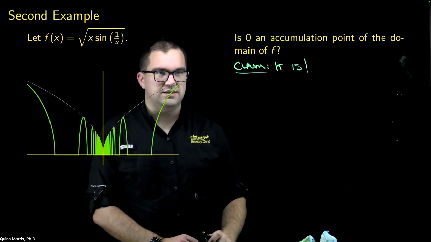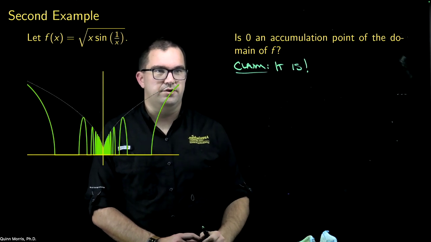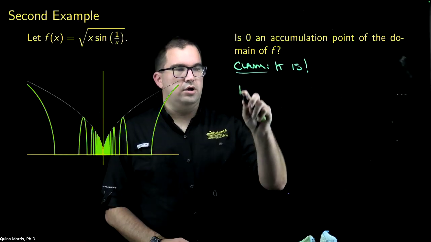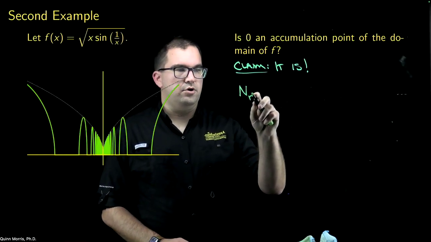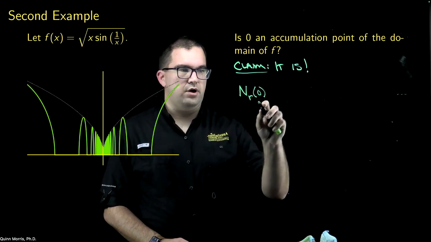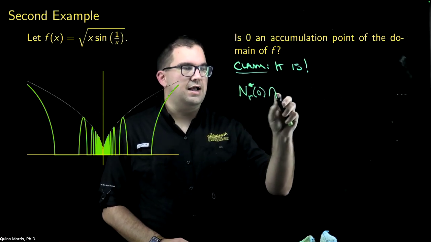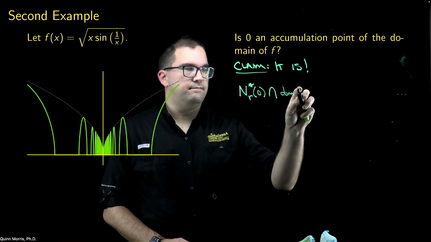My claim is that yes, it is. 0 is an accumulation point of the domain. Okay. And so what do I want to show? Well, then I need to look at the neighborhood of radius r around 0, the deleted neighborhood, intersected with the domain of f.